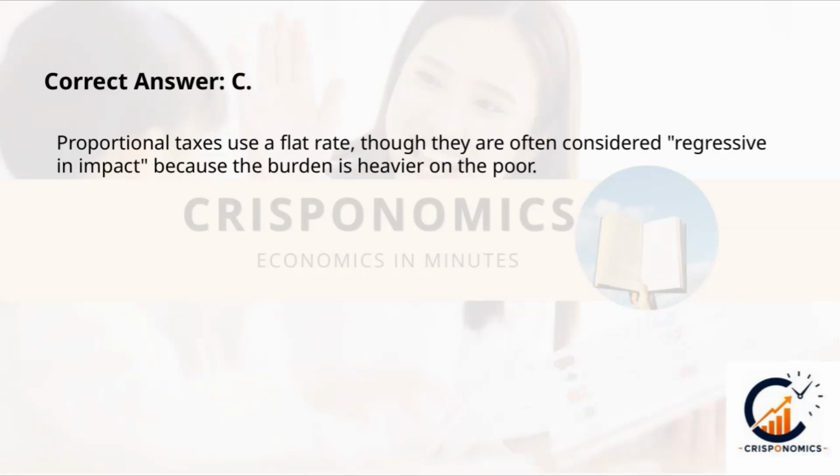Proportional taxes apply a single flat rate to everyone, no matter their income. But even with a flat rate, these taxes can feel regressive because they take a bigger slice from those who earn less. So, while the rate stays the same, the impact isn't equal. This is why proportional taxes are often seen as placing a heavier burden on lower-income individuals. It's a subtle but important distinction to keep in mind.